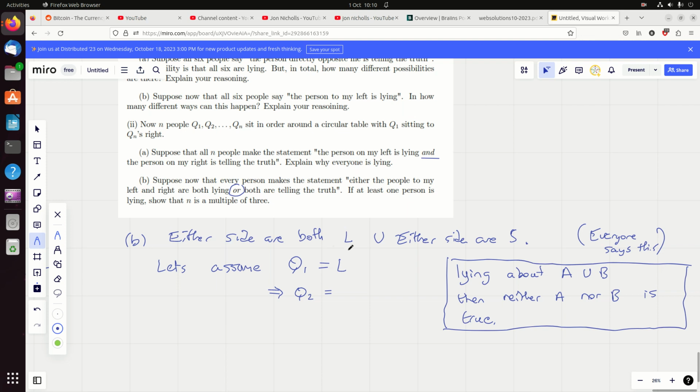So if you're lying about either side both being liars or either side both being truth tellers, then both of these statements must be false. In other words, one side you've got a liar and the other side you've got a truth teller, a saint. So one person is telling the truth, the other is lying. Now let's assume Q1 is L, and then also assume the person to the right is lying.